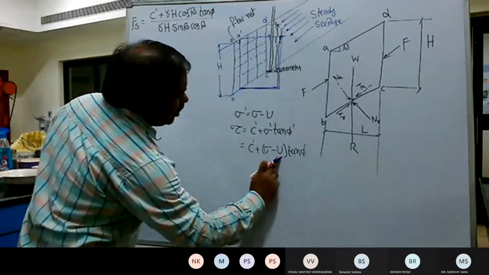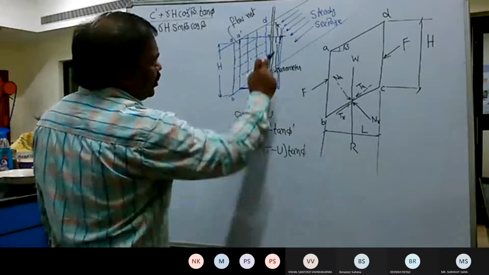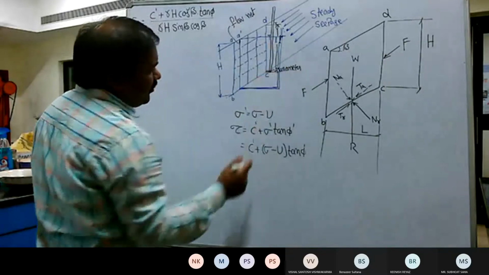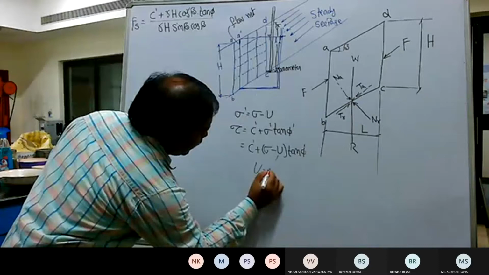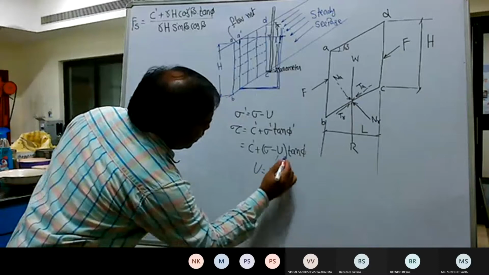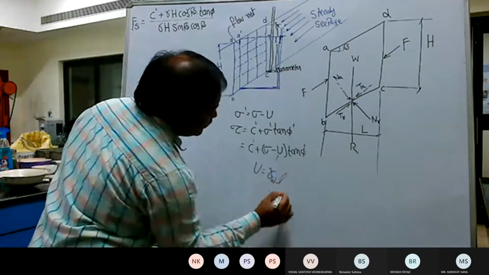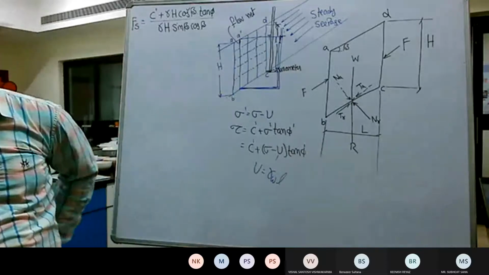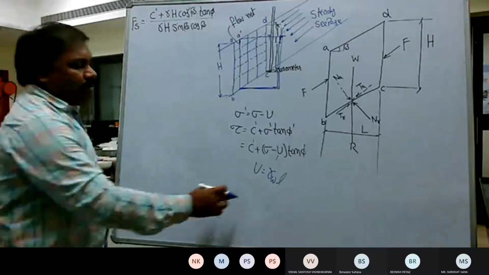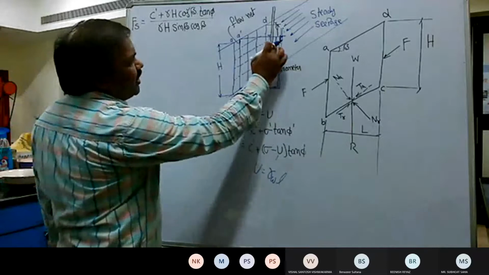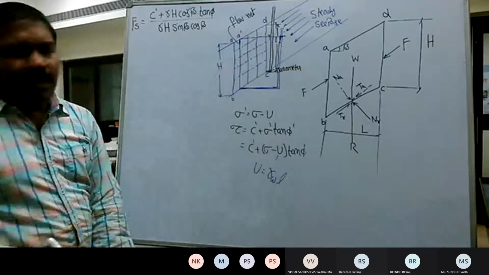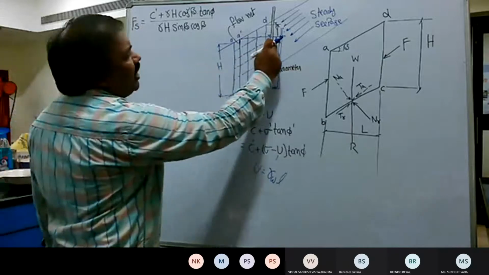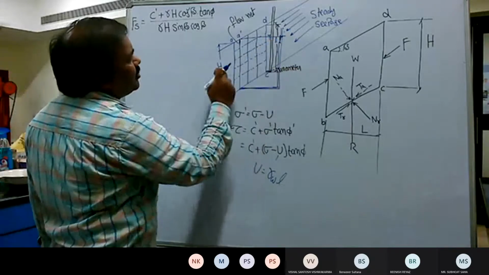Now, in order to determine U, you can directly represent it as U equals gamma W into L. But L should either be directly measured using the manometer, or suppose here I know the H. Are we able to determine L in terms of H?